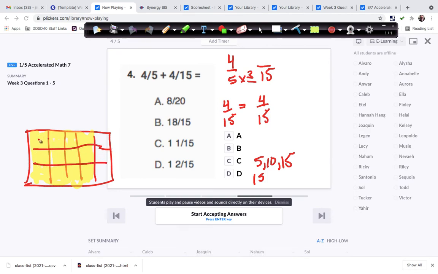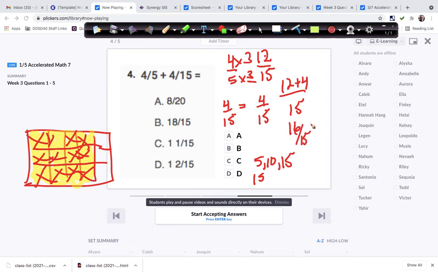Look at how many we have now. 1, 2, 3, 4, 5, 6, 7, 8, 9, 10, 11, 12. There's 4 times 3. So we actually have 3 times as many. They're smaller pieces, but we have more of them. So that's 12/15ths. And so we're going to add 12 plus 4. 12 plus 4, 15. So that's 16/15, and that's 1 and 1/15 left over. So that's 1 and 1/15.